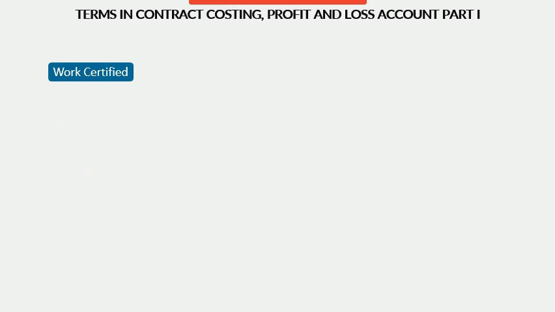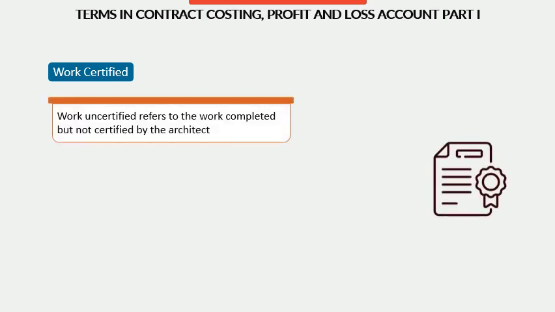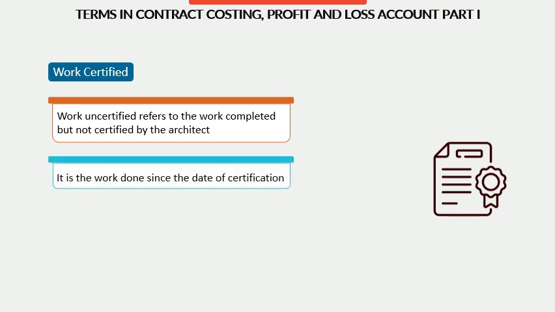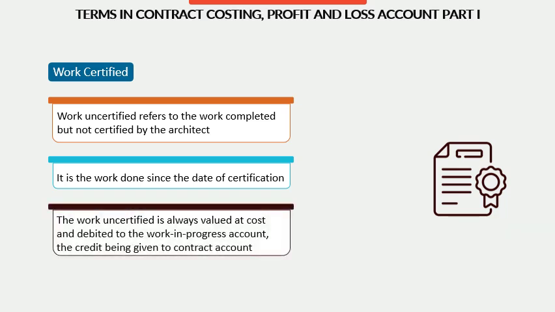Continuing from the previous slide. Work uncertified refers to the work completed but not certified by the architect. It is the work done since the date of certification. The work that is uncertified is always valued at cost and debited to the work in progress account, the credit being given to the contract account.